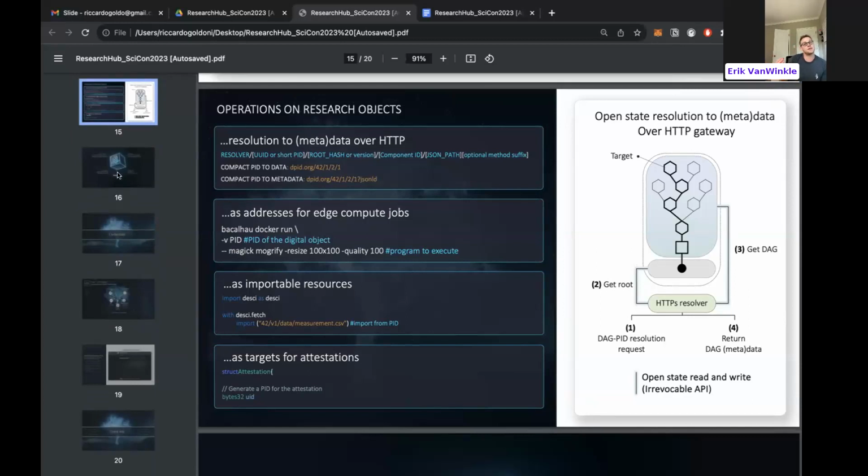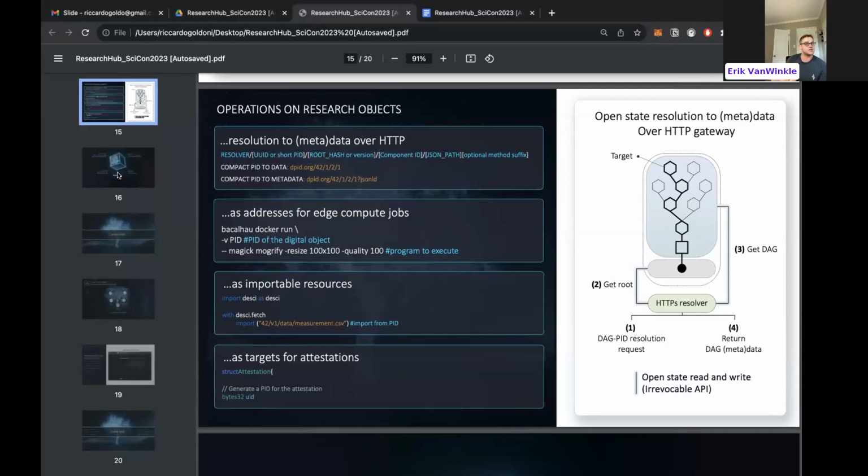PIDs as APIs allow information to be importable. So we made a Python library called DeSci Fetch, where someone can query data directly from the scientific record into their IDE. So imagine if you could say from DOI.123, import data, and it just immediately showed up in Python formatted as a pandas data frame. That's exactly what DeSci Fetch does.